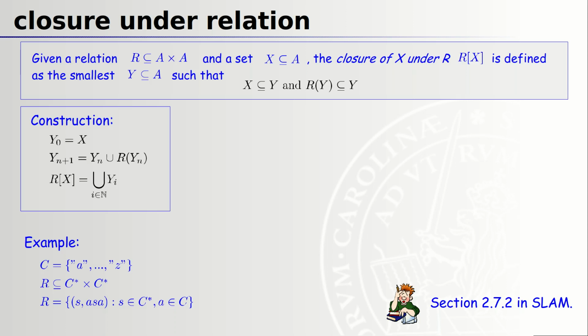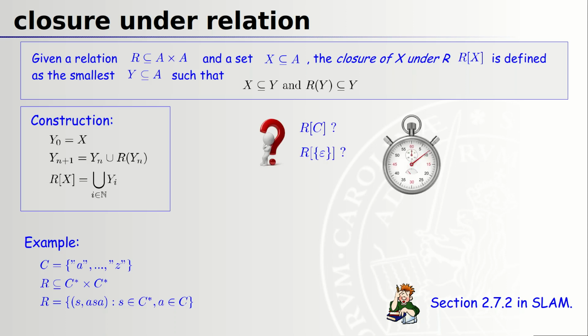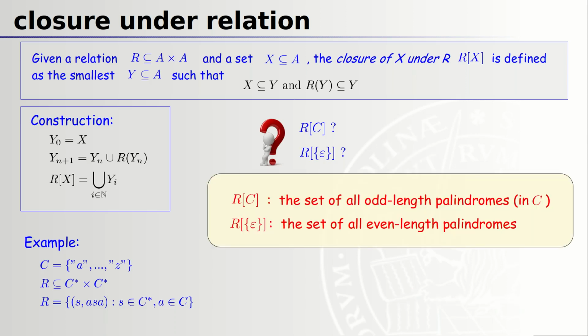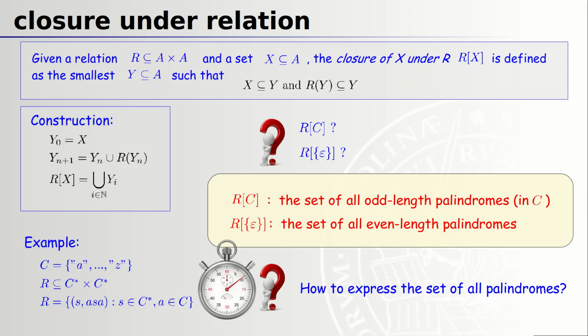With that, what do these closures represent? The sets of odd and even length palindromes in C, that is, strings that read the same left to right and right to left. How would one express the set of all palindromes? Like this.